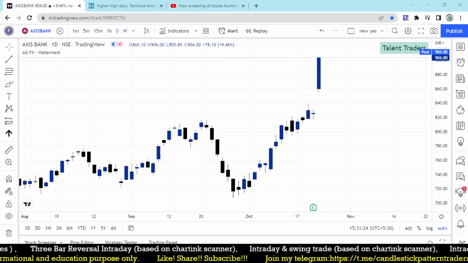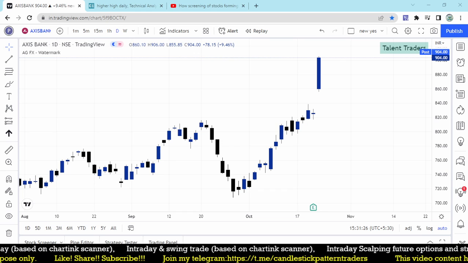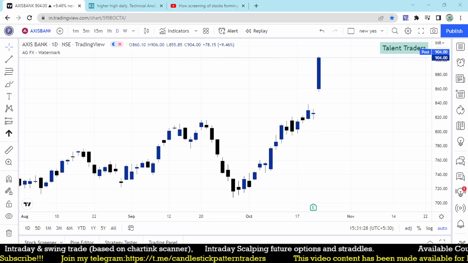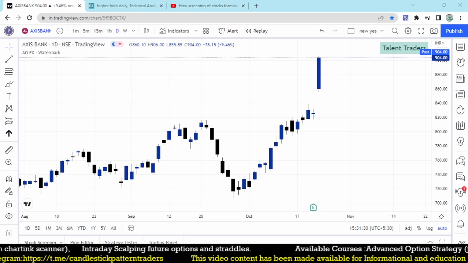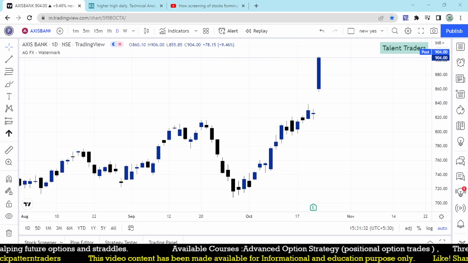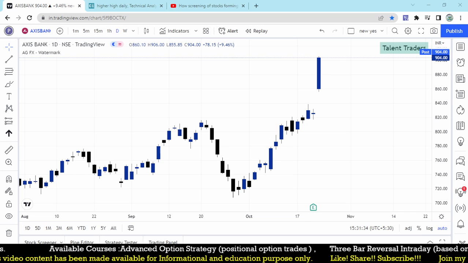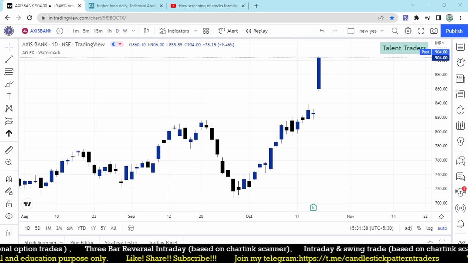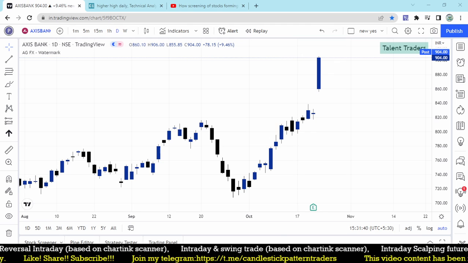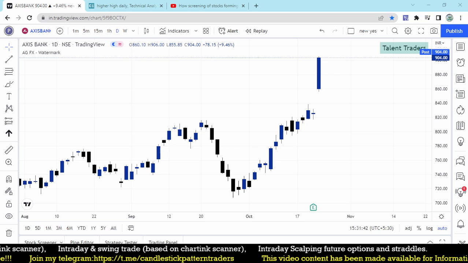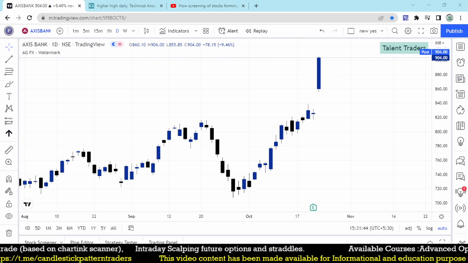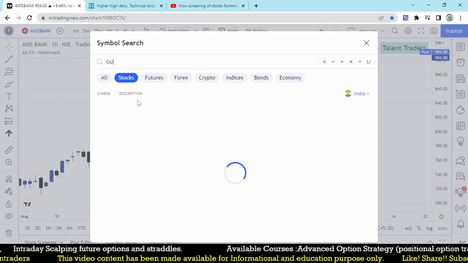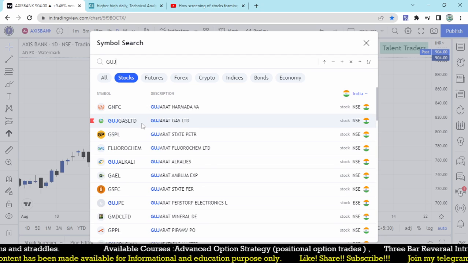So in intraday, we have an advanced dashboard. There was only one stock. We got GSPL. There is another stock. It's not about GSPL. Wait, I will tell you the stock name. It's about Gujarat Gas. So let me check Gujarat Gas in a 5 minutes time frame.